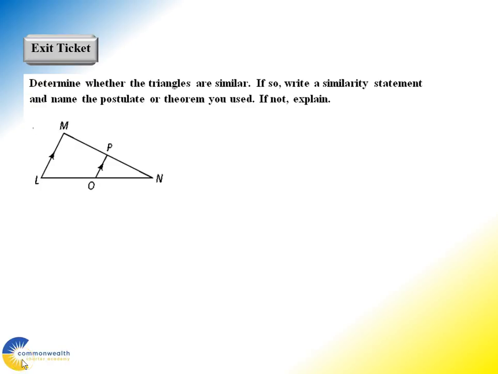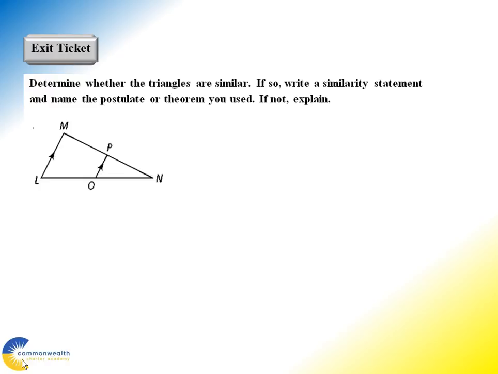So going over these two problems from the exit ticket, you were asked to determine whether the triangles were similar, write the similarity statement, and name the postulate or theorem used. So here you have these two triangles.